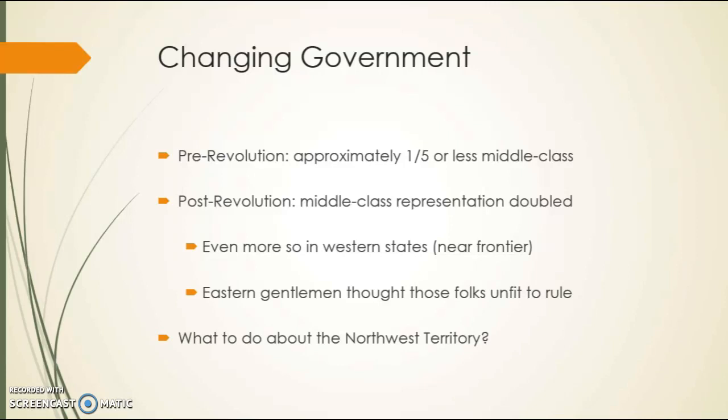But then after the Revolution, the middle class representation doubled. And even a few people of what are called lower classes, even people with not much money at all, started joining the assemblies. And this is truer in the western states near the frontier, where the U.S. is expanding. And so over on the East Coast, where more merchants and lawyers and stuff made up the government, they thought that ordinary people were unfit to rule, that they would only be concerned with local interests, not the good of the state.